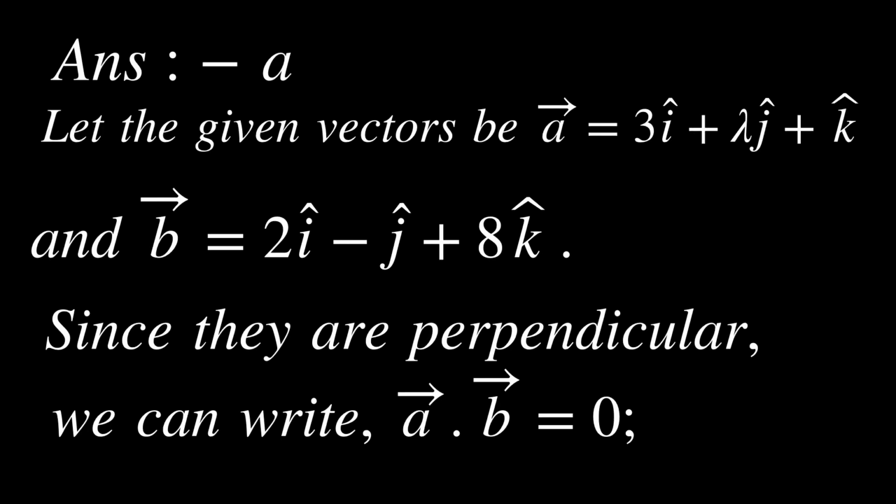Let the given vectors be marked as vector A and vector B. So A vector is 3i plus lambda j plus k and B vector is 2i minus j plus 8k. Since it is given that they are perpendicular, their dot product is equal to 0. So we can write A vector dot B vector is equal to 0. Why 0? Because A vector dot B vector is given by AB cos theta, and the angle between the two perpendicular vectors is 90. So cos 90 is 0, and hence its dot product is 0.